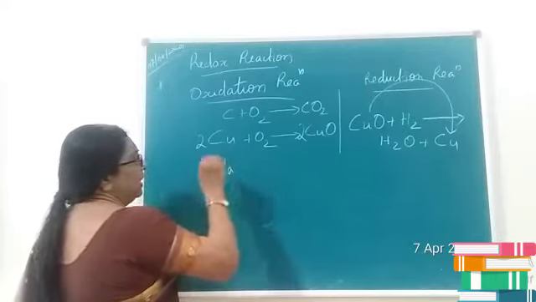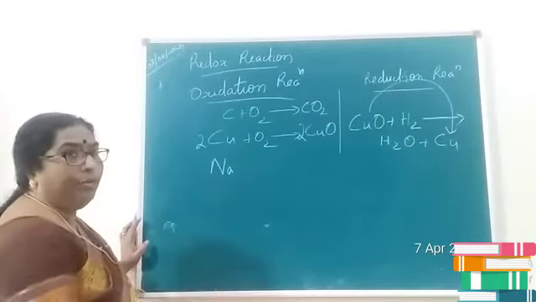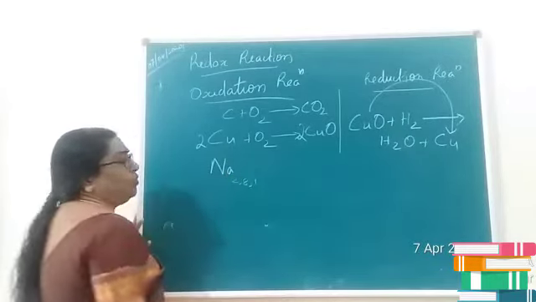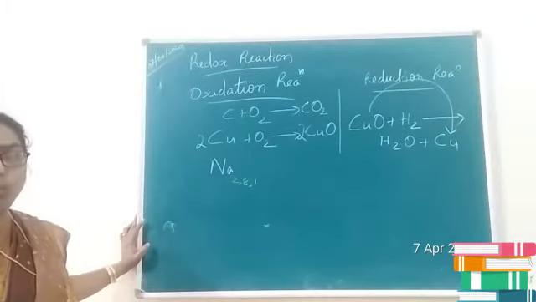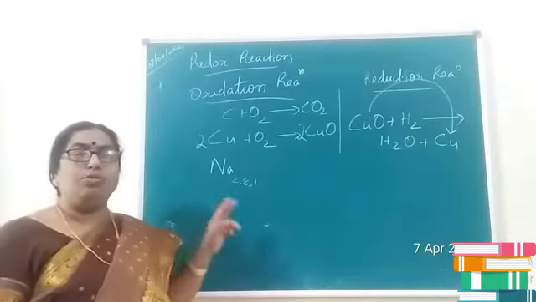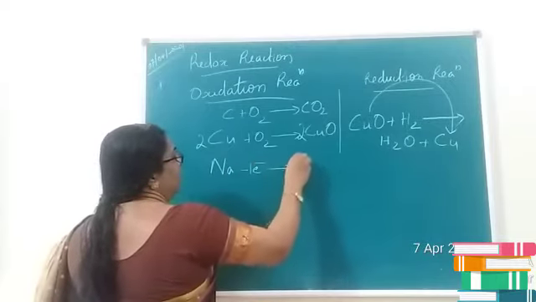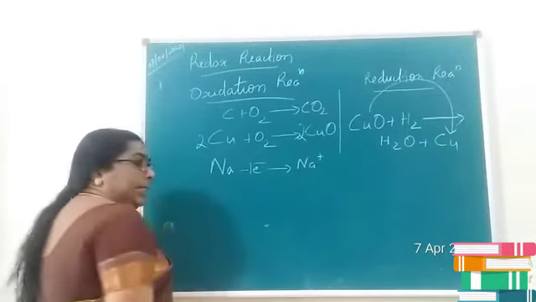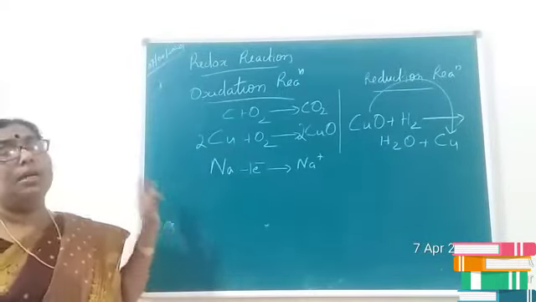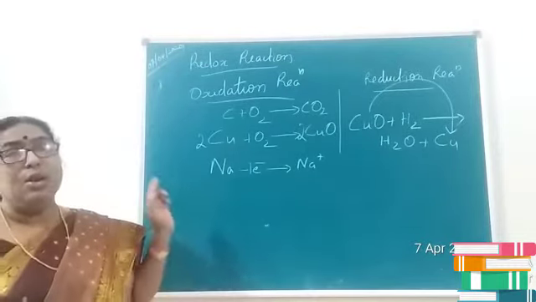Now, we can consider one more example. Suppose you consider sodium. Do you remember electronic configuration? The arrangement of electrons. According to the electronic configuration, the electronic configuration of sodium is 2, 8, 1. So, in order to attain stability, sodium always shows a tendency to lose one electron. Sodium loses one electron and gets converted to a positive ion, Na+. This process is also termed as oxidation. The process in which an element loses electrons is termed as oxidation.